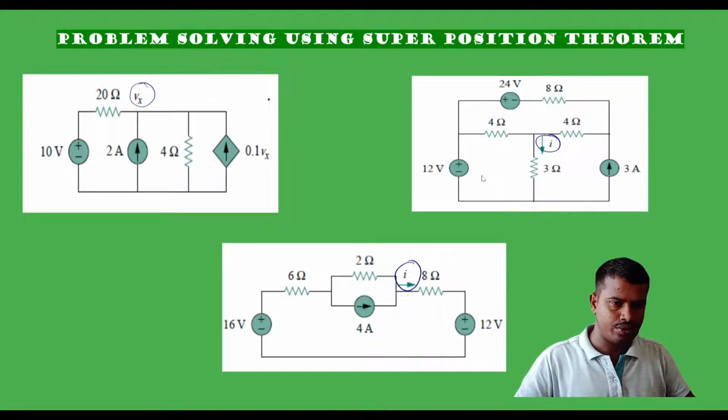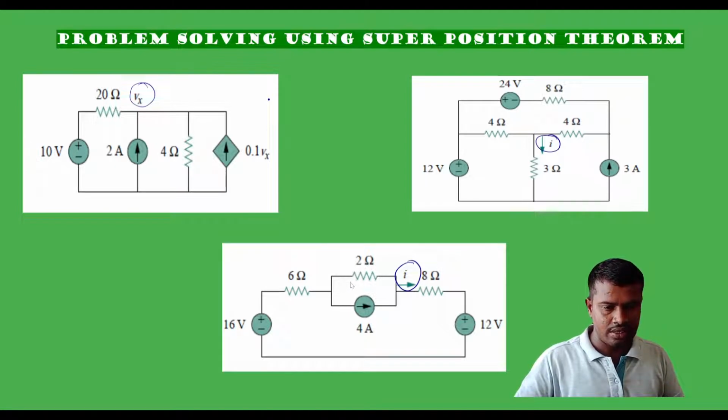The second circuit has three independent sources, and in this circuit we need to find the value of current I which is flowing through the 3 ohm resistor. The third circuit has three independent sources, in which we need to find the value of current I which is flowing through the 8 ohm resistor. But in this circuit a slight modification is given.